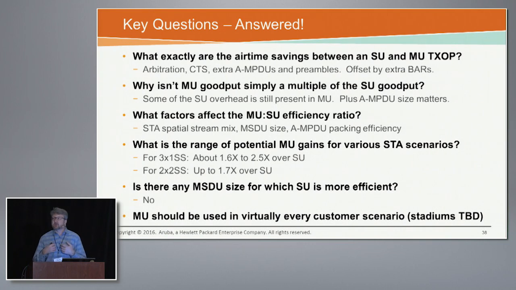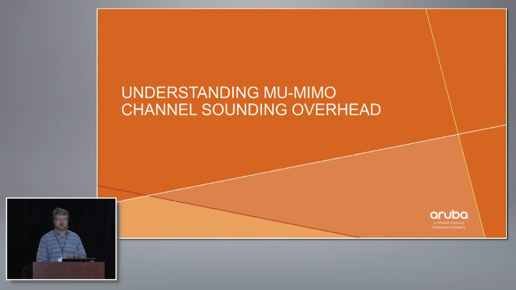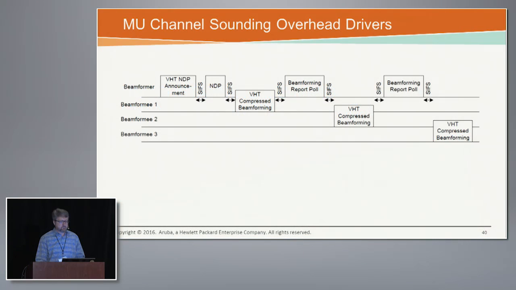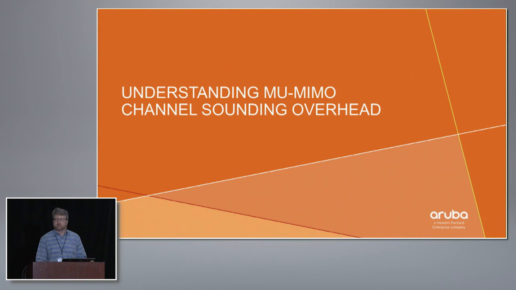My conclusion is MU ought to be turned on in virtually every environment that most of us work with on a daily basis. Stadiums over 20,000 seats are kind of a TBD. Not sure about that one just yet. There are some other reasons to think maybe that isn't a good idea. Okay, sounding overhead.